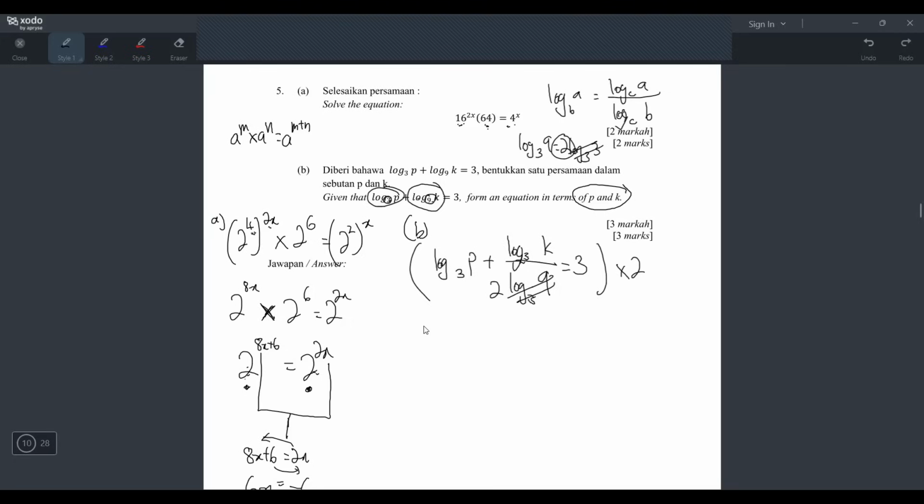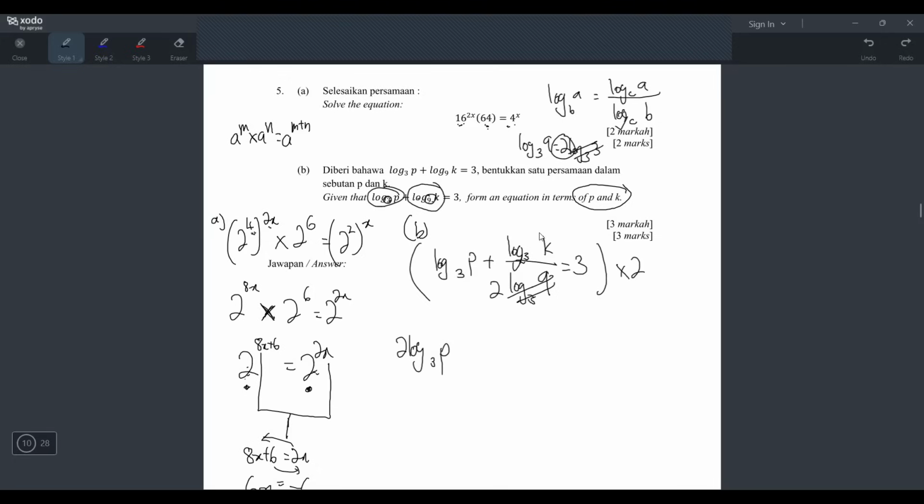Okay, when you take log 3p times 2, some students might write it like this, log 3 2p. This is wrong. This is definitely wrong. If you do that, confirm wrong. When you times 2, you cannot just multiply the 2 inside like that, you cannot. Because this one already has a log. So when it already has a log and you want to multiply, you cannot multiply inside. You have to write the 2 in front like this, if you want to times 2. Okay? Yeah, this is the correct way to write it. You cannot write 2p like that, cannot.